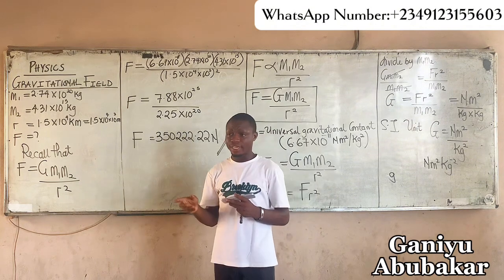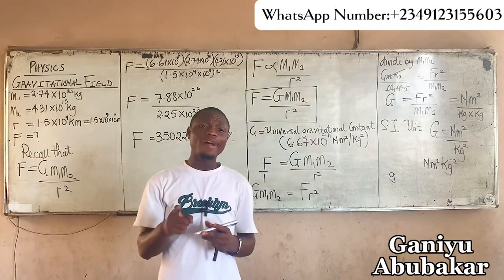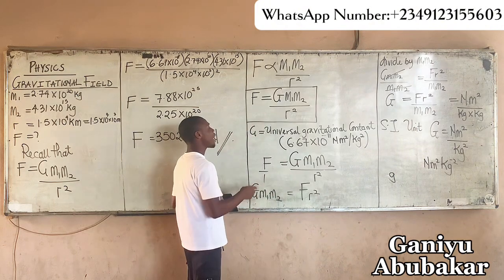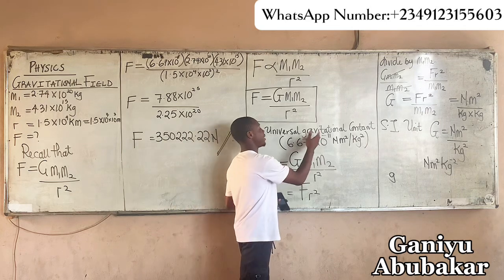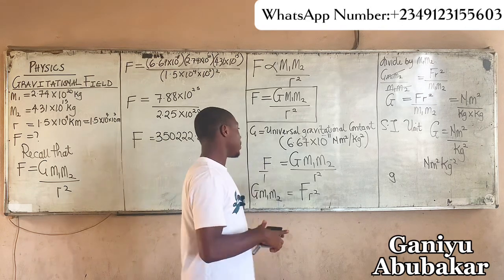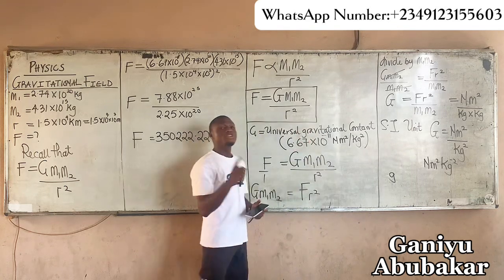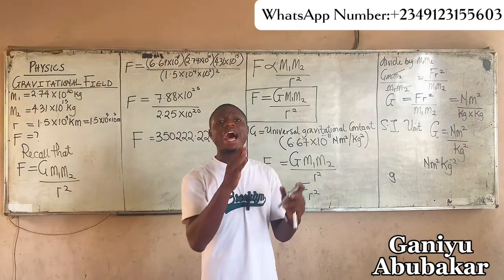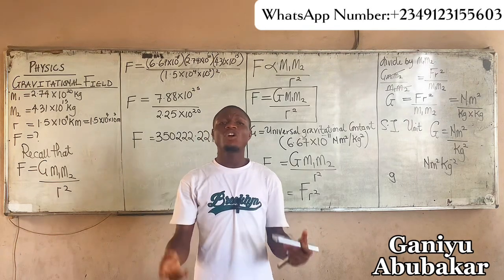So here's the task. In the next video, I'll try as much as possible to prove to you why capital G is equal to 6.67 times 10 to the power minus 11, and also I'll be showing you the relationship between capital G and small g. That is, the relationship between the universal gravitational constant and acceleration due to gravity, later in our next video.